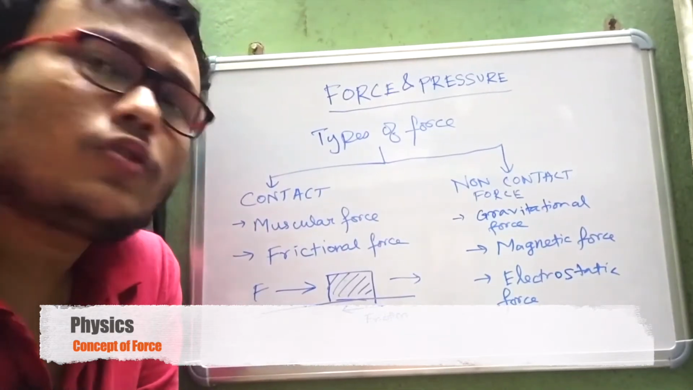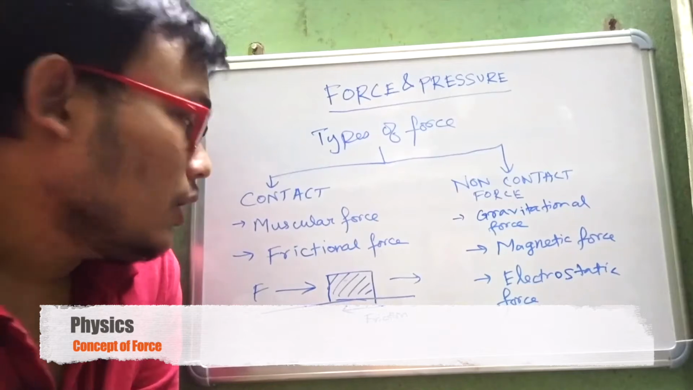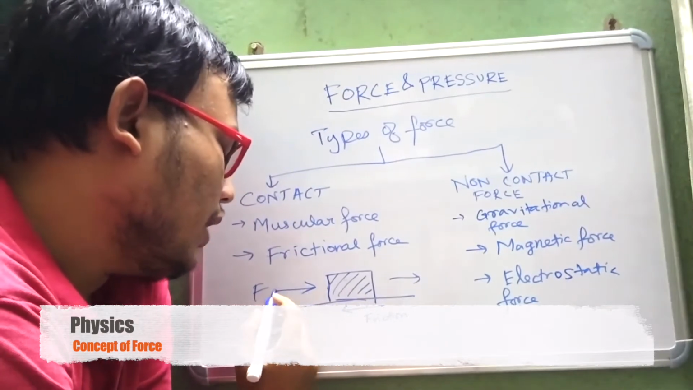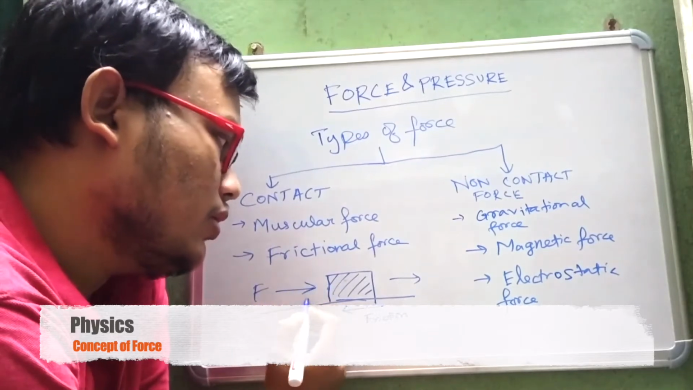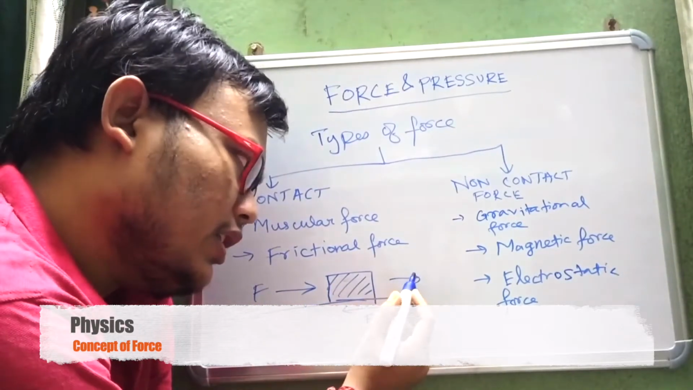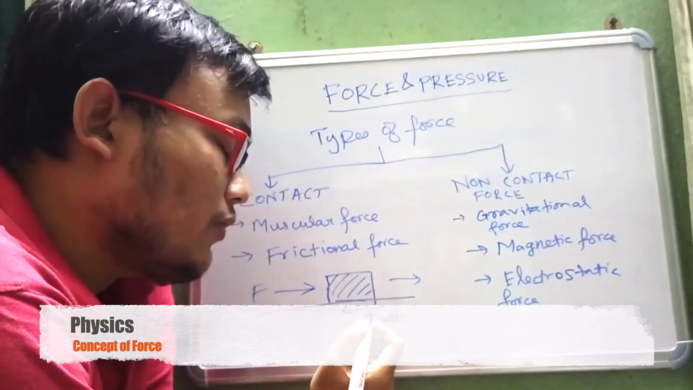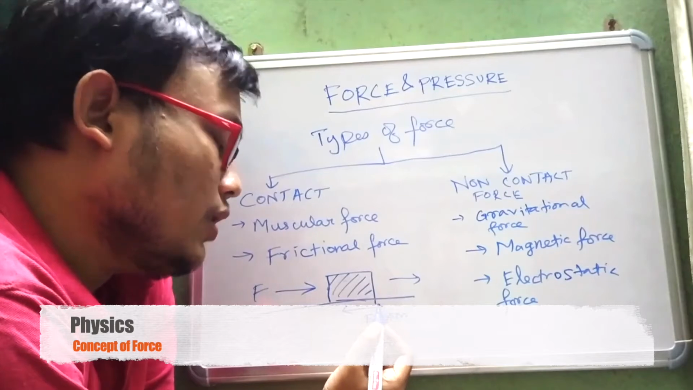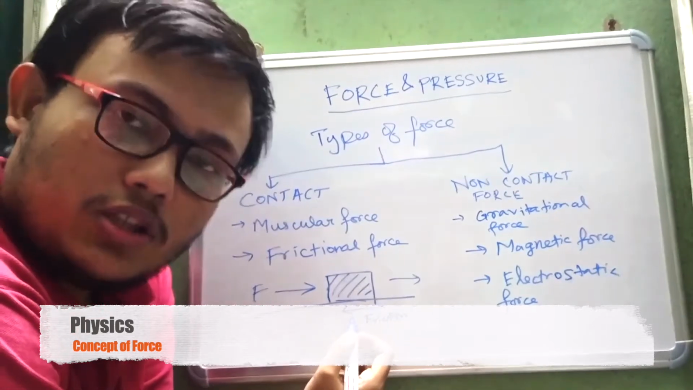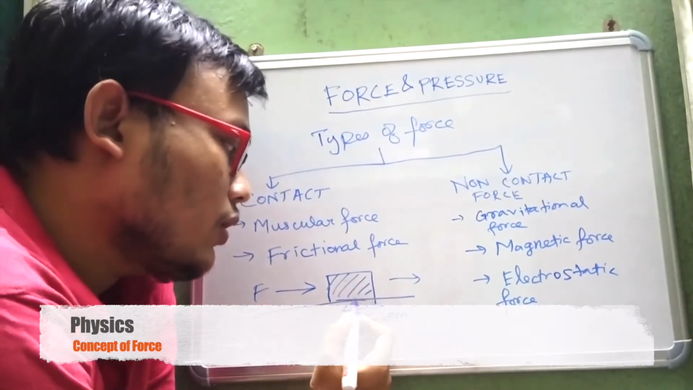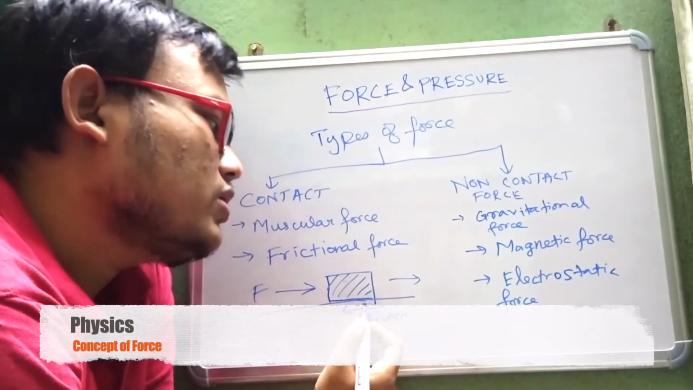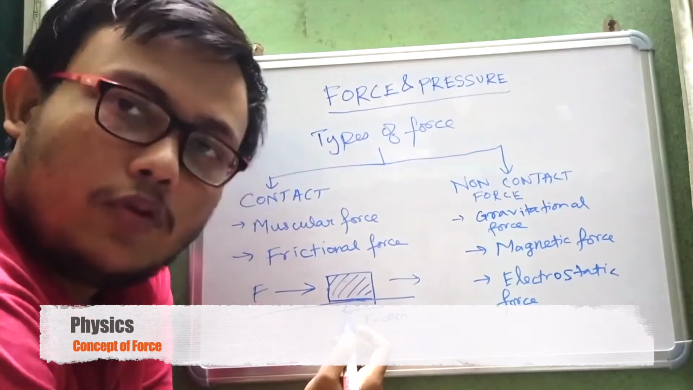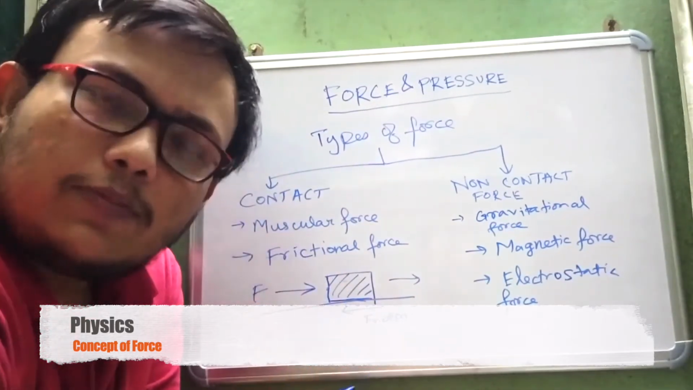Now, frictional force is a type of contact force. Let's say we have placed a box on the floor and we have applied the force in this direction. So the box will move in the direction of the force only, but the frictional force, or the force of friction, comes into play, and it is in the direction opposite to the applied force. So the friction force is a contact force which comes into play due to the contact between the surface of the box and the floor. So these are the two types of contact forces.